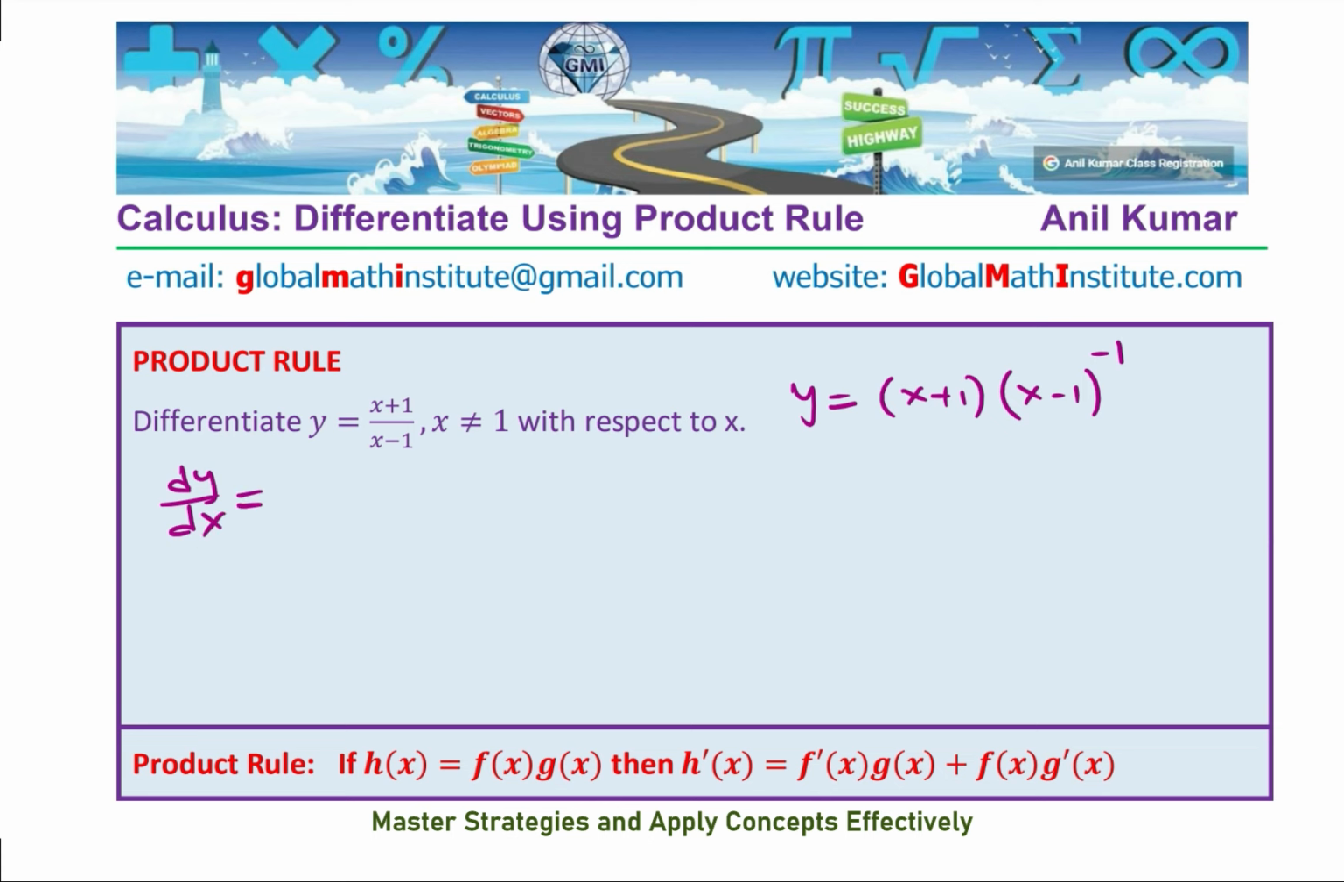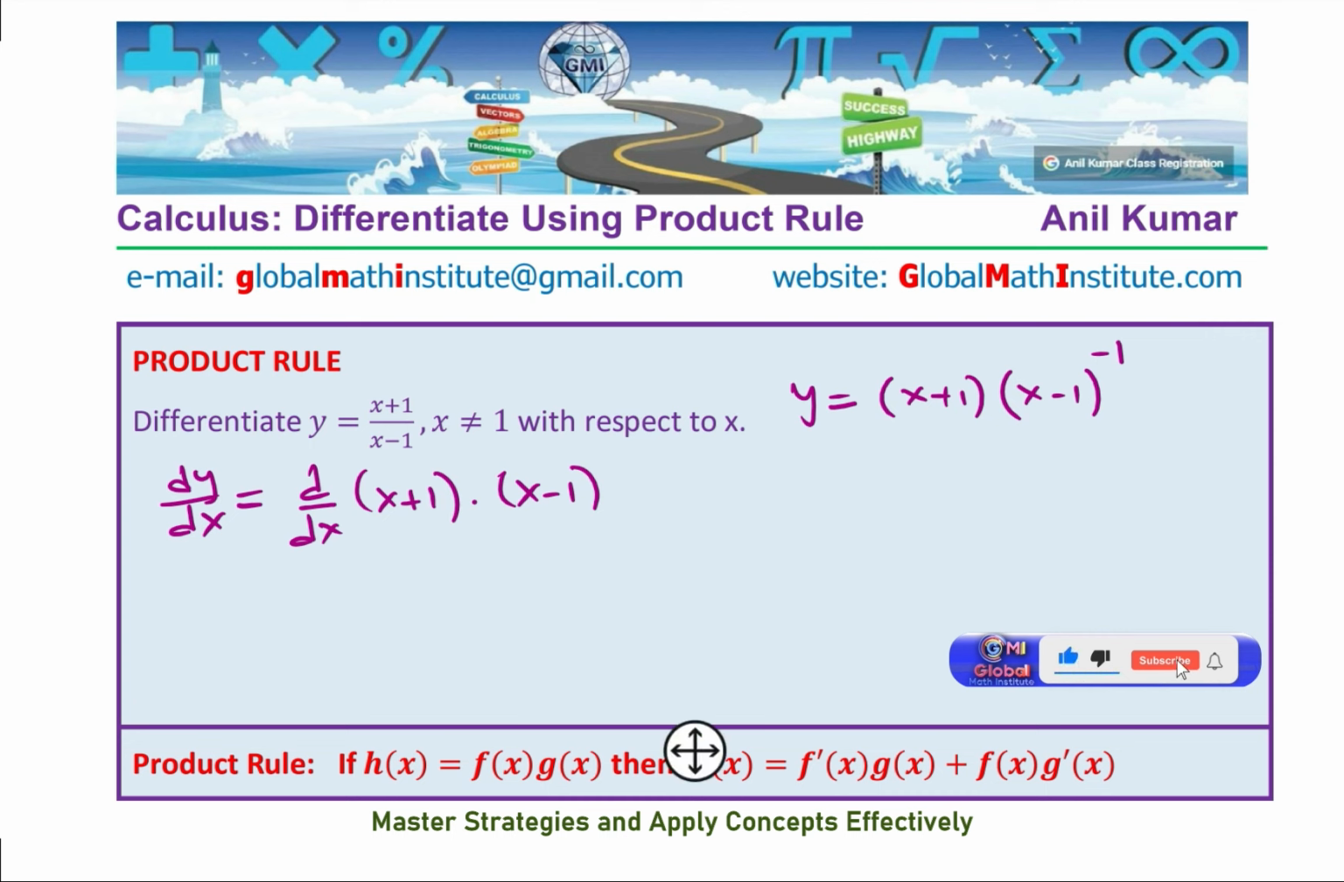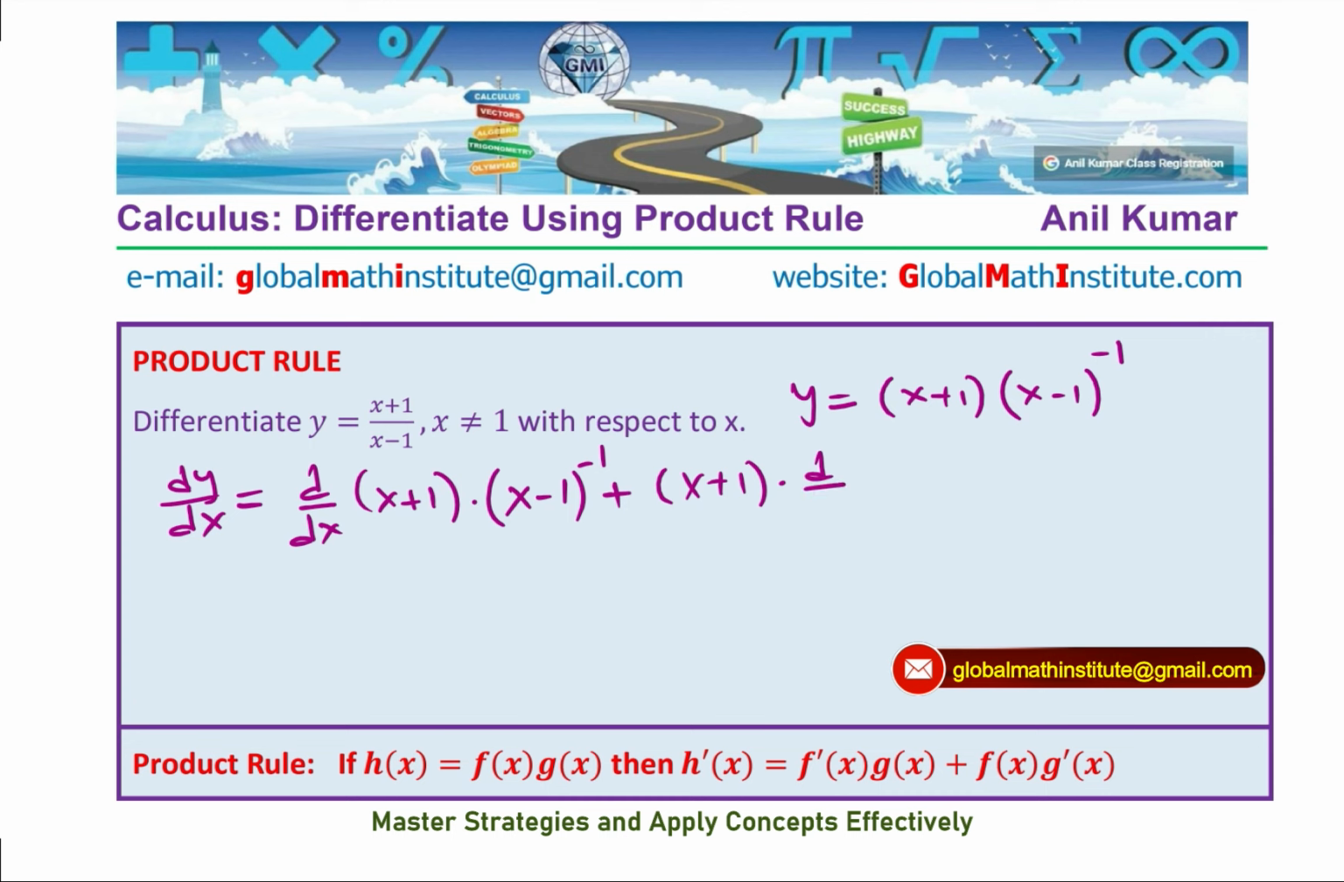It equals the derivative of the first term, which is x plus 1, times the second, which is (x minus 1) to the power of minus 1. So I could have written this in the denominator itself, right? Or let me write it like this now: (x minus 1) to the power of minus 1. Plus the first function, which is x plus 1, times the derivative of (x minus 1) to the power of minus 1. Clear?